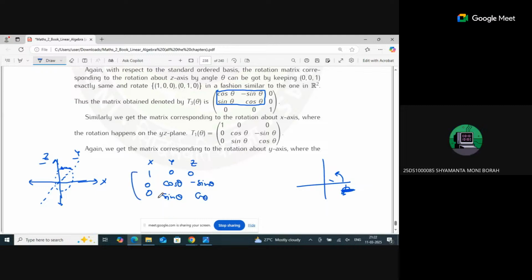Sir, in this case, basically, we always go by taking the standard basis, right? Yeah, mostly the standard basis.